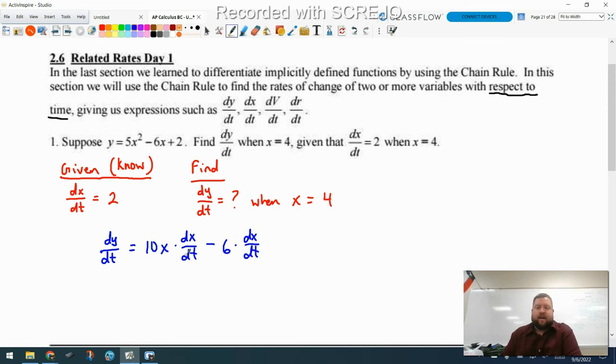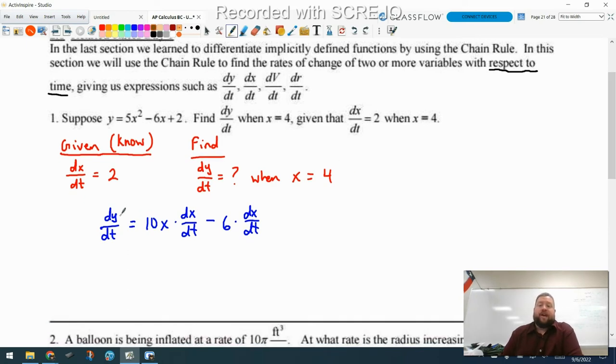Each one of these d something over dt's, that's the chain rule. We do the regular derivative, and then we multiply by the derivative of the variable. The derivative of the variable is d, that variable, over dt every single time. The last one, plus 2, the derivative of a constant is 0, so we don't have to write anything for that. So this is our derivative right here. This is what we're going to plug stuff into.